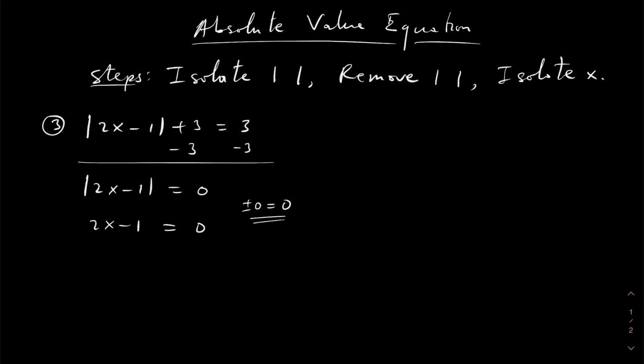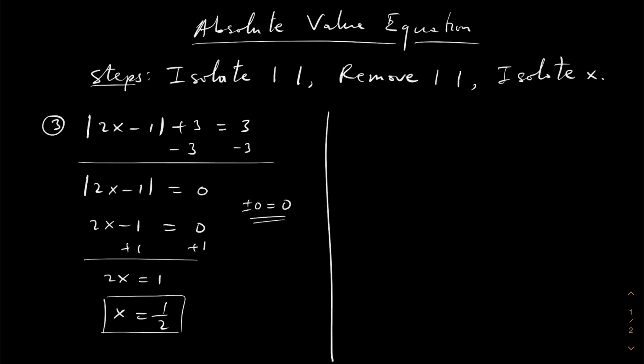And so with that, I'm going to add 1 on both sides, giving me 2x equals 1, and finally divide both sides by 2. And so I'm going to get x equals 1/2. And this is done. But last example, what happens when on the right side of your equation, you get a negative number? So let's look at this one here.